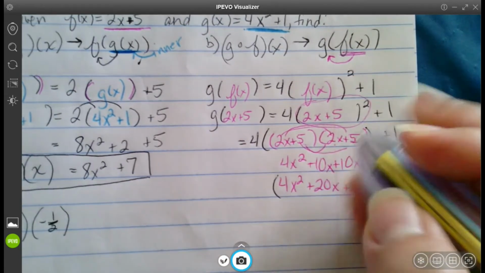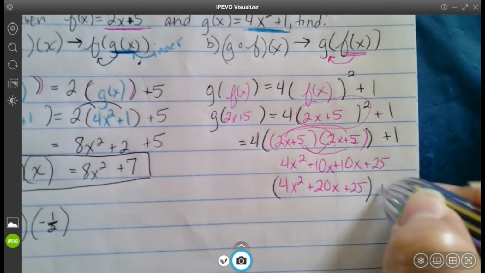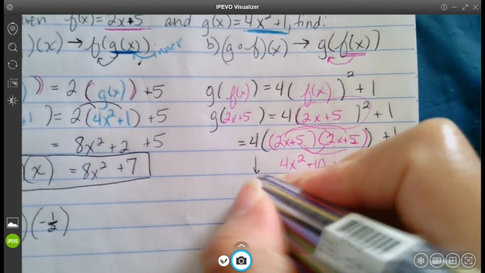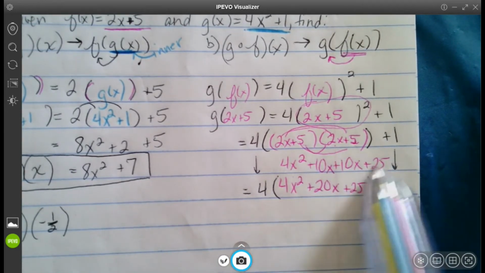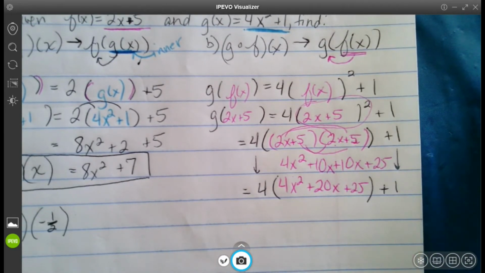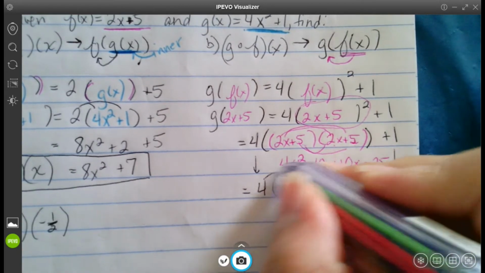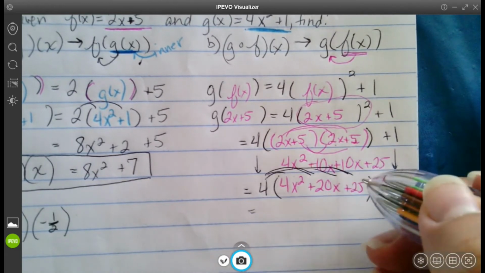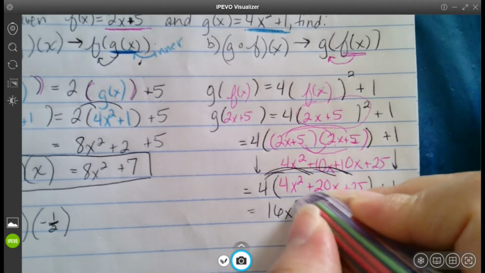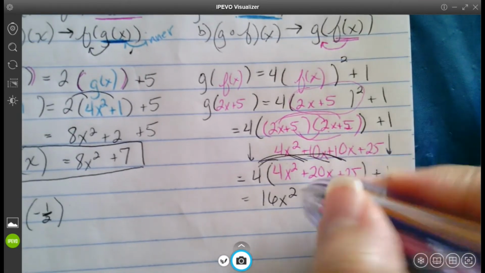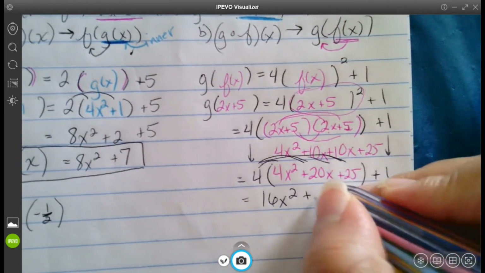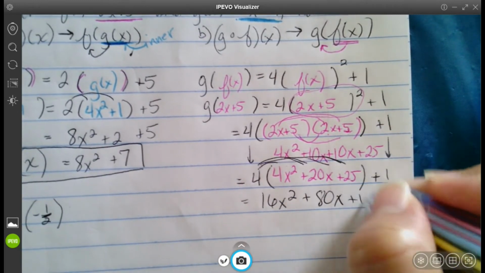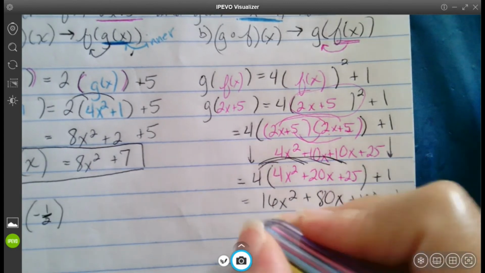So I'm going to bring down the parentheses that I had in black here. Bring down the 1. Okay, I'm just bringing everything down. And bring down the 4. So this is kind of like a middle step here, on the side. And now I'm going to go ahead and distribute. So 4 times everything in here. So 4 times 4 is 16. That's 16x squared. 4 times 20 is 80, so 80x. 4 times 25 is 100. And then bring down the 1.